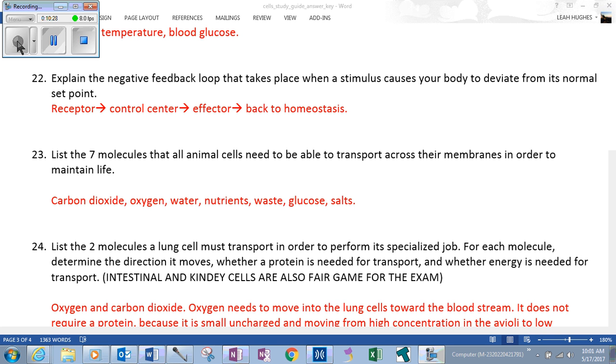Question number 22 continued. Explain the negative feedback loop that takes place when a stimulus causes your body to deviate from its normal set point. The receptor leads to the control center that sends a message to the effector, which does something that sends it back to homeostasis. So it goes receptor, arrow pointing to control center, arrow pointing to effector, arrow pointing back to homeostasis.